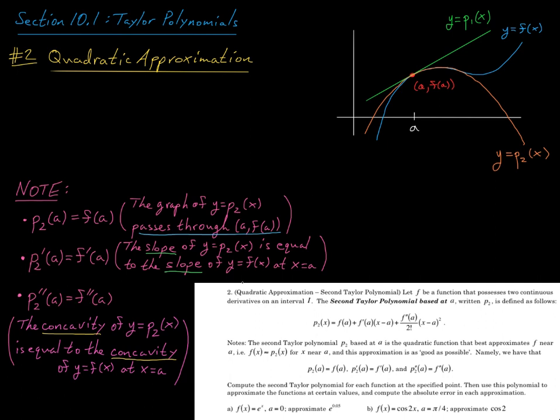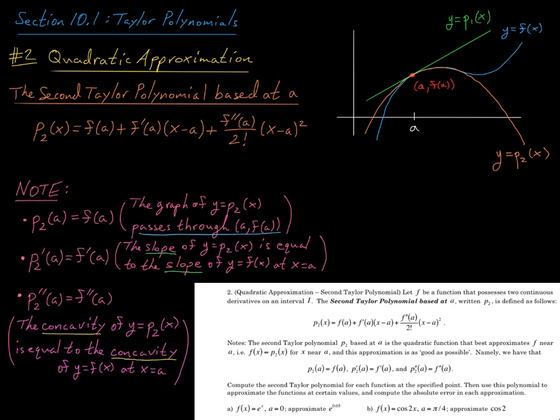All right, so from these conditions, we arrive at the following definition for the second Taylor polynomial based at a. p2 of x is equal to f of a plus f prime of a times x minus a plus f double prime of a divided by 2 factorial times x minus a squared. Okay, so I want to make a few comments about this definition.